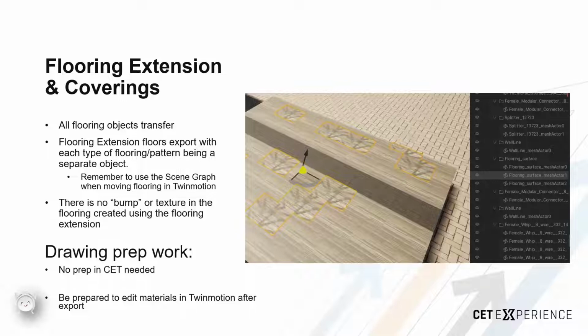I've also noticed, though, that objects transferred from the flooring extension don't transfer with much texture or the bump, the nubby roughness associated with them. So after the export, be prepared to do some material editing and changing once you do get it into that Twinmotion drawing. I'd say there's no drawing prep needed in CET, but just be prepared to edit those materials once you have the export completed and you're working in that drawing in Twinmotion.